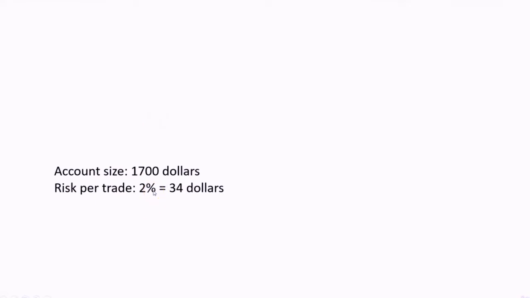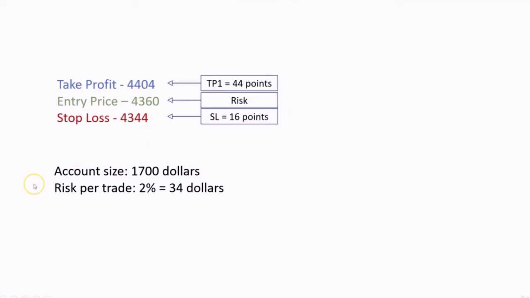In this case, 2% means $34 from 1700. And when we have a buy signal, let's assume that the entry price of that asset is represented by the number 4360. This is the entry price. So this is the number that you input in your broker's platform. And next, we need to set our stop loss. So you do that by analysis on the chart. And let's assume that the stop loss is under the market price, of course, at the level 4344.